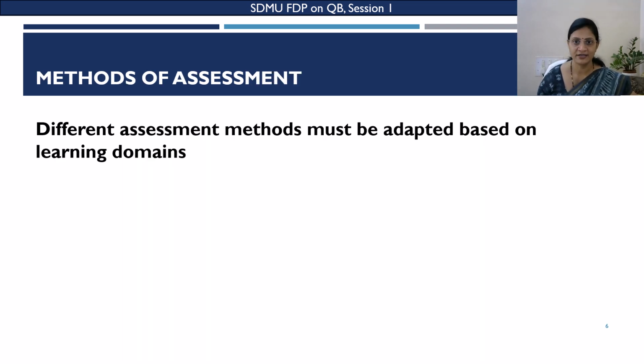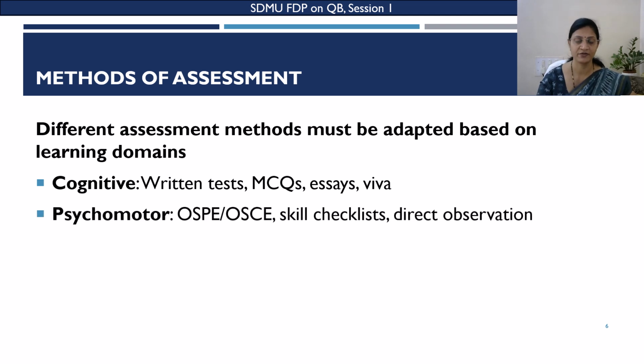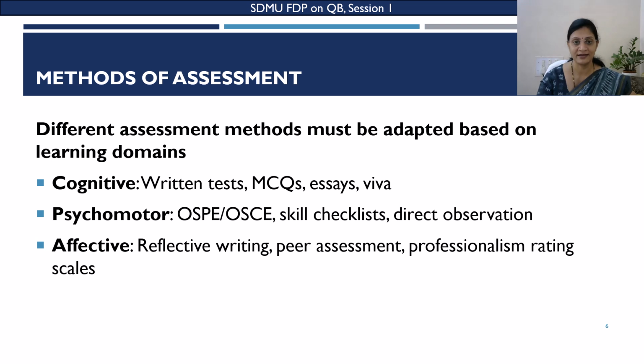We can adopt different assessment methods based on different learning domains. For example, for the cognitive domain, we may go with a written test, maybe in the form of either MCQs or essay questions, or even viva voce may be conducted to assess the knowledge. For the psychomotor domain, we may use OSPE or OSCE stations using skill checklists, or we may also go with direct observations. For the affective domain, it's slightly complicated. We can use reflective writing or peer assessment or some of the rating scales and rubrics.